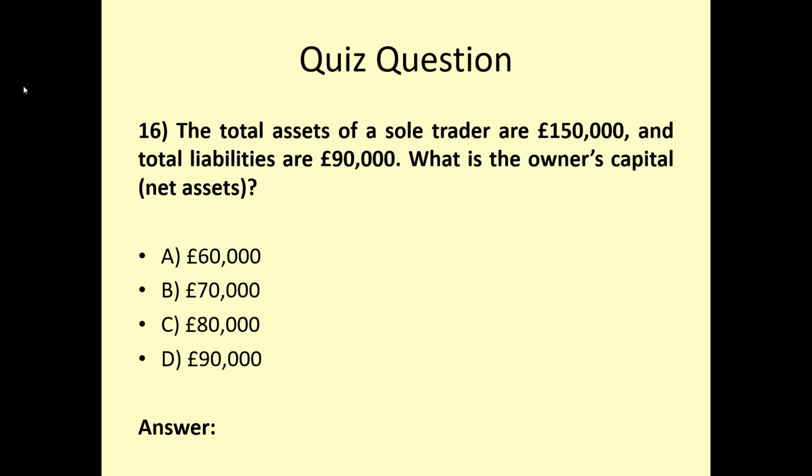Question 16. The total assets of a sole trader are £150,000 and total liabilities are £90,000. What is the owner's capital, also known as the net assets? Is it A. £60,000, B. £70,000, C. £80,000, or D. £90,000?